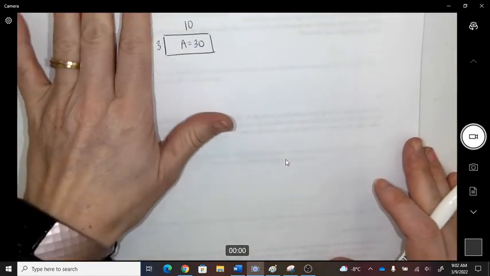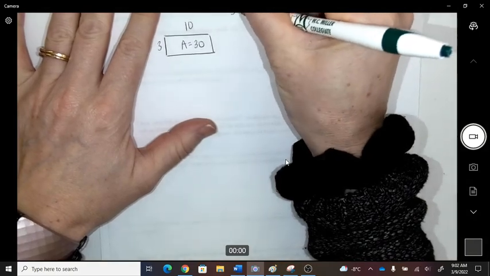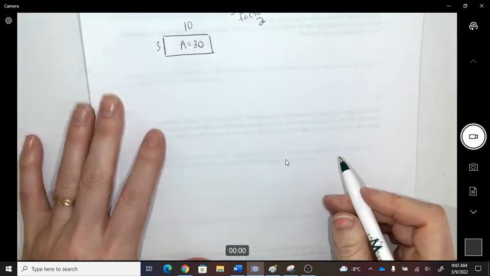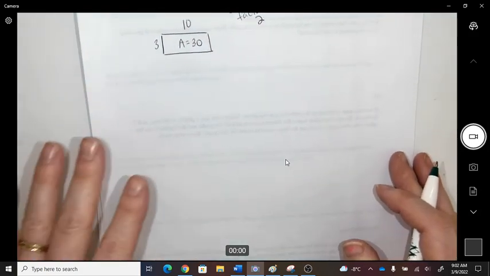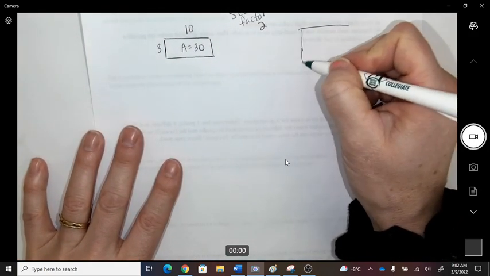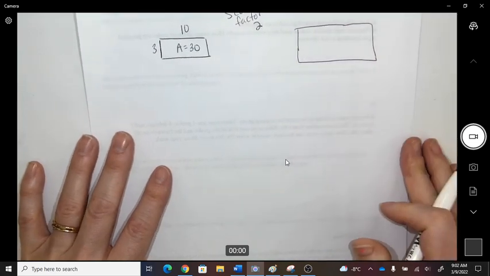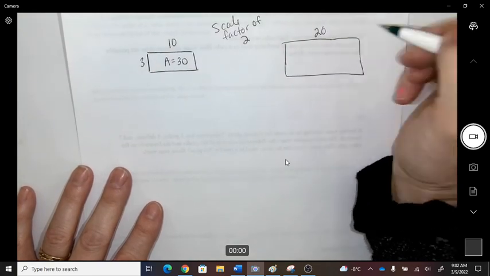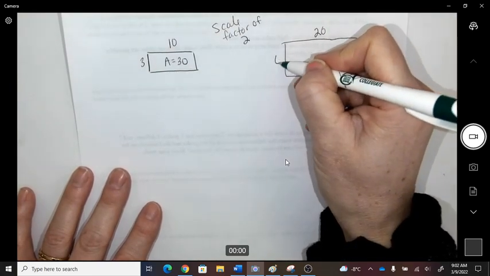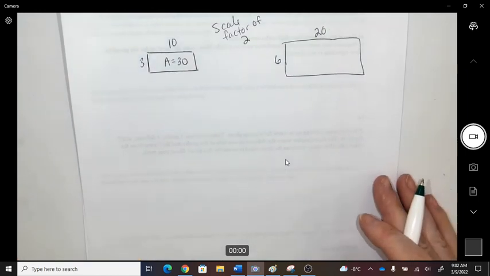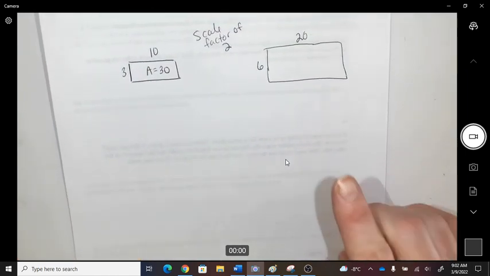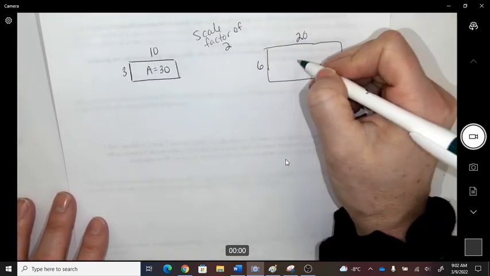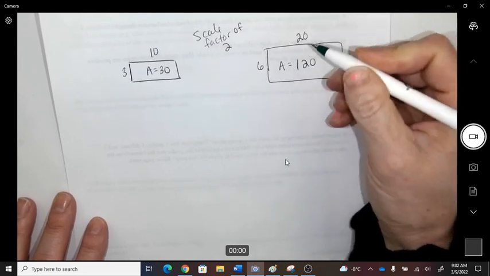Okay, let's say we did a scale factor of 2, which means I'm doubling this shape. So now I blew it up, I doubled it. This side is going to be 20 centimeters long, and this is going to be 6. Does that make sense? I doubled each side. What's this area? So 20 times 6 is 120 for an area.